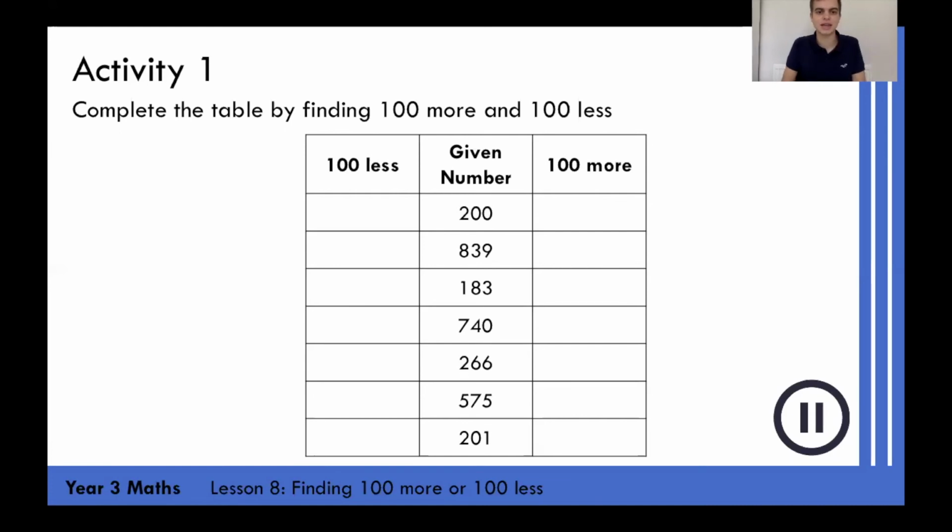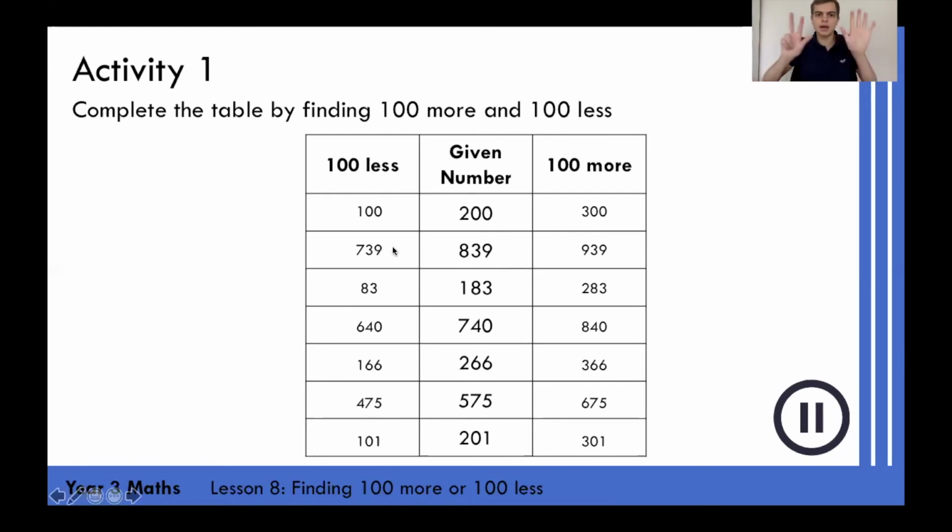Excellent, fantastic. Let's have a look at some answers then. So here we go. You can check your answers. Let's go through a couple together. Here we had 839. This number's got 800s in it. If I want to find 100 less, I'm taking one of those hundreds away. 800, take away 100 is 700, so 739. Here, I wanted to find 100 more than that number. So 839, I've got 800s, 100 more, I'm adding 100. Now I've got 900, so 939.